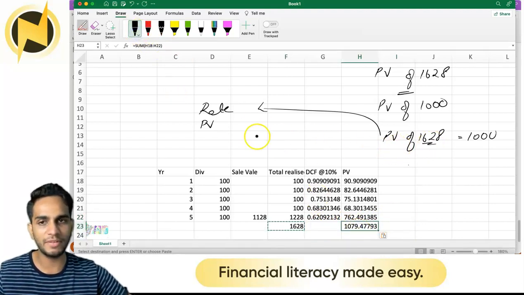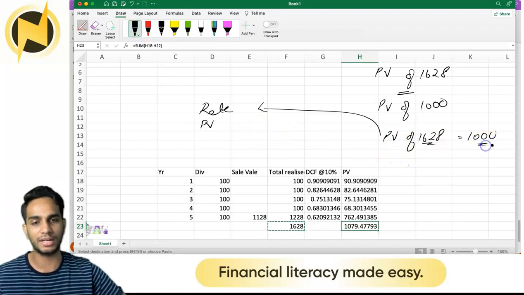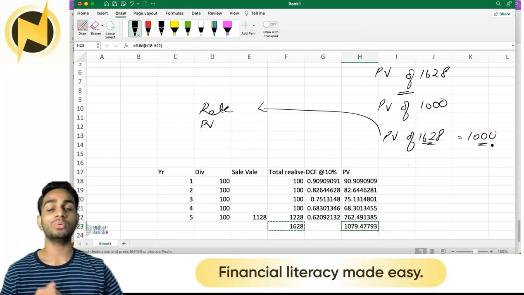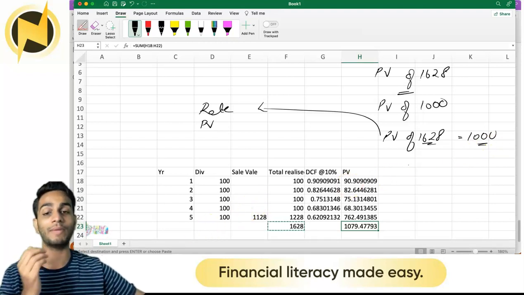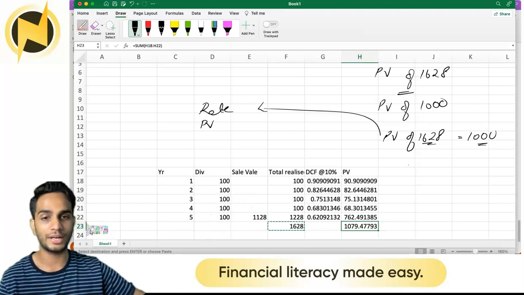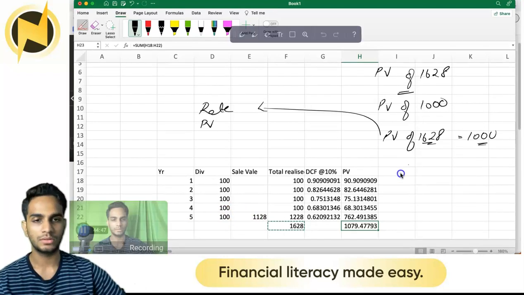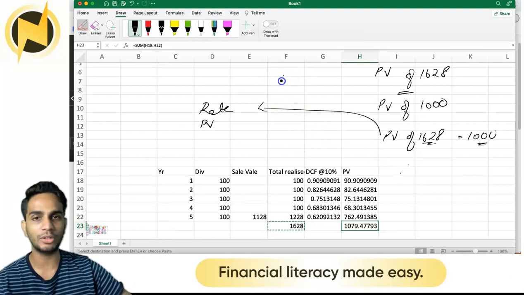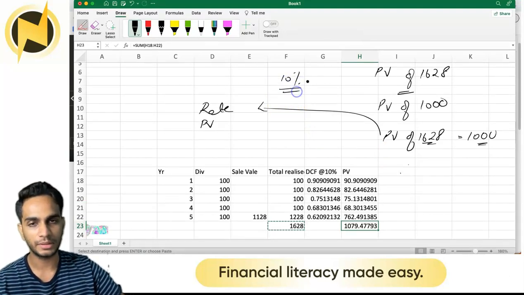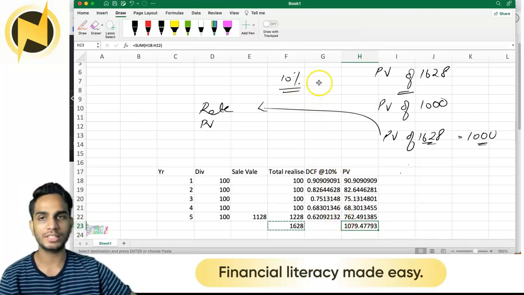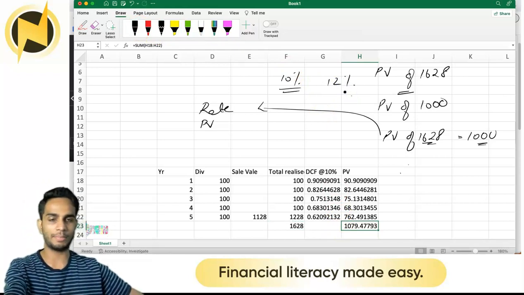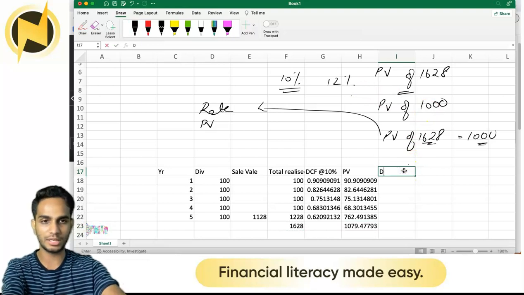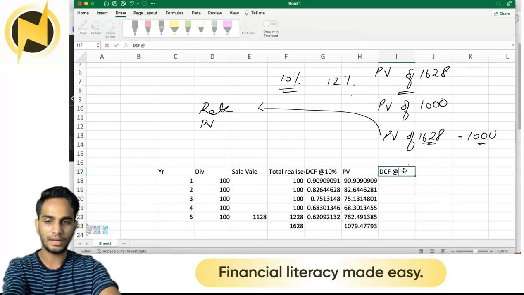So currently my PV of 1628 is higher than 1000, correct? It's 1079. That means I need to discount it even further. I need to bring about a bigger discount factor so that my value gets reduced. So as a trial now, let's take 12%. Initially we took a 10% rate of return, and that did not work because that gave us a higher value for our PV. Now let's take it at 12%. Let's see what happens when we take it at 12%. So discounting factor at 12%.